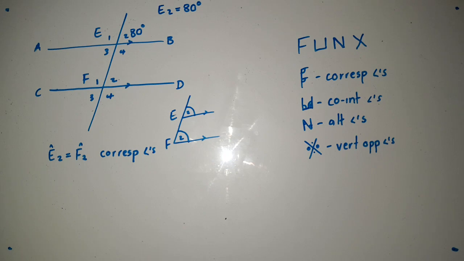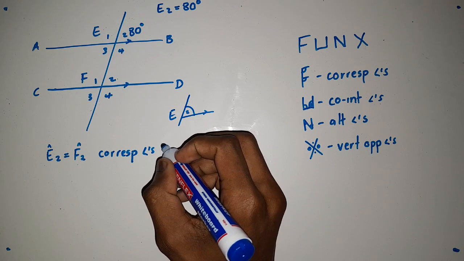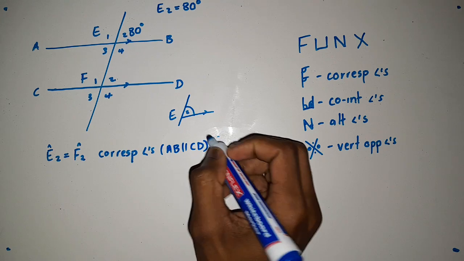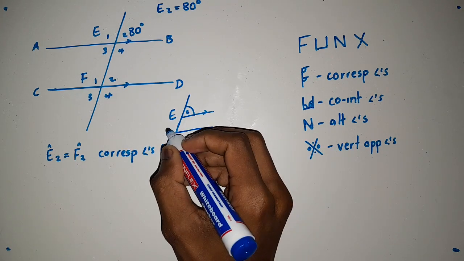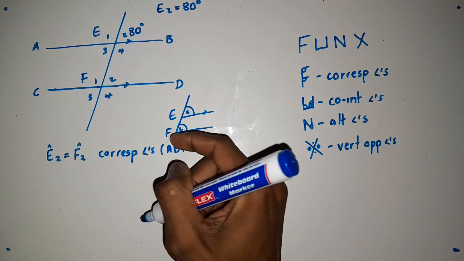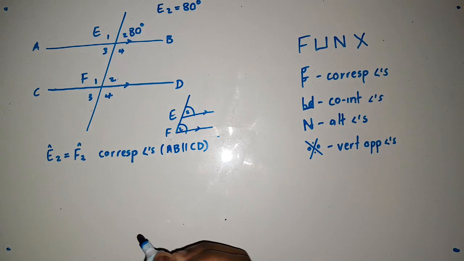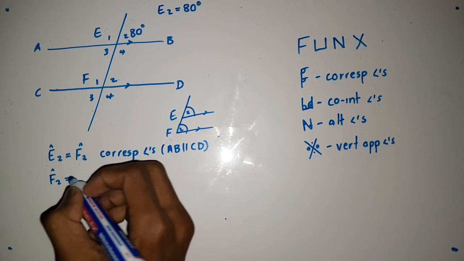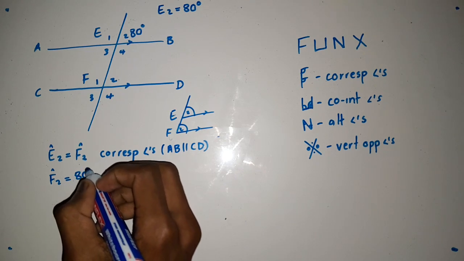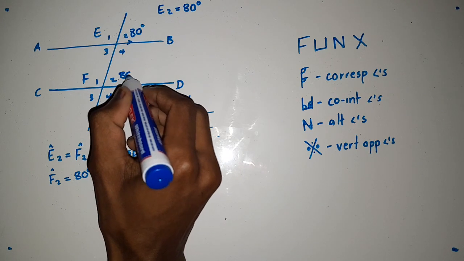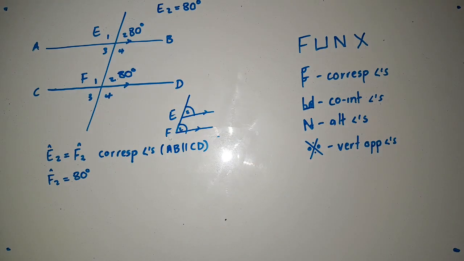Why do we say so? Because AB is parallel to CD. Don't forget we have F2 like this. See? Then we can say now our F2 is going to be equal to 80 degrees. You can write your 80 degrees over there. Do you understand?